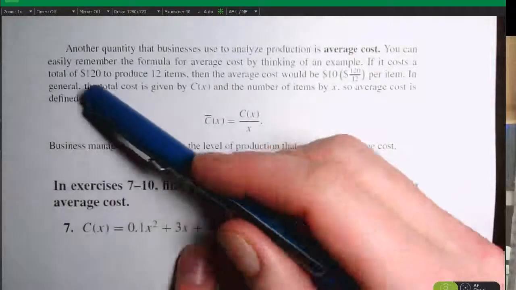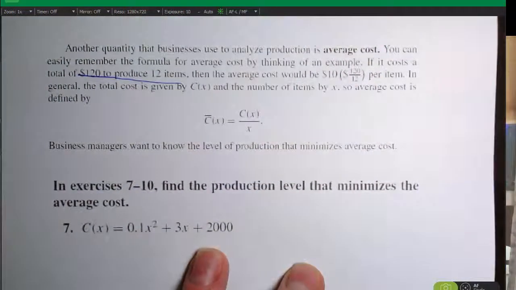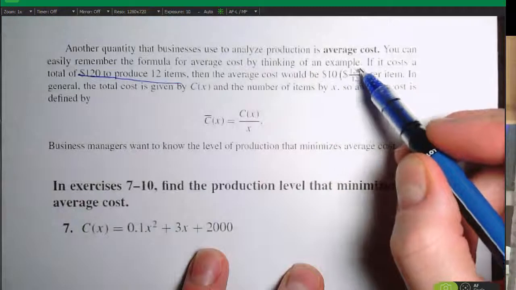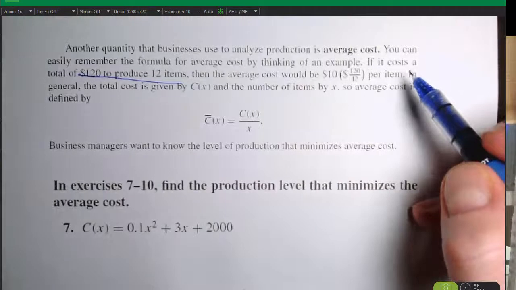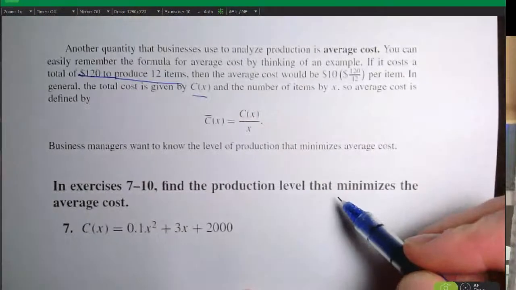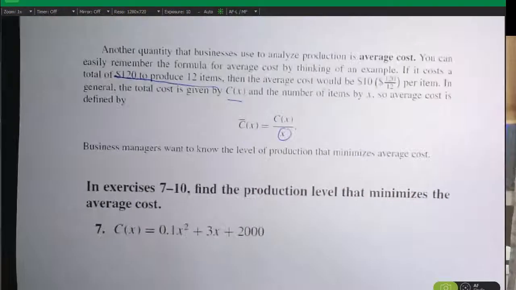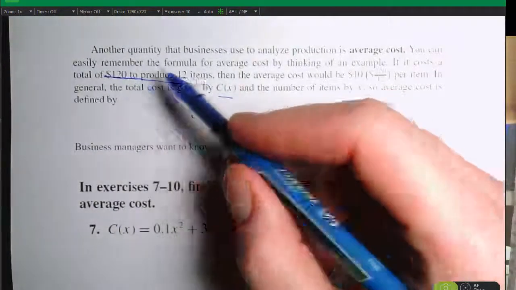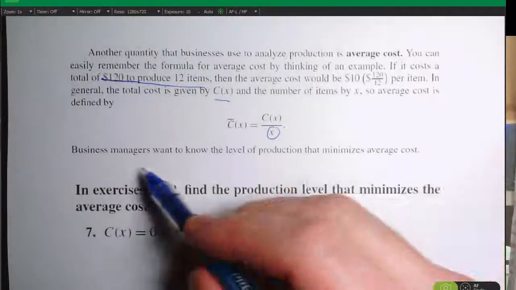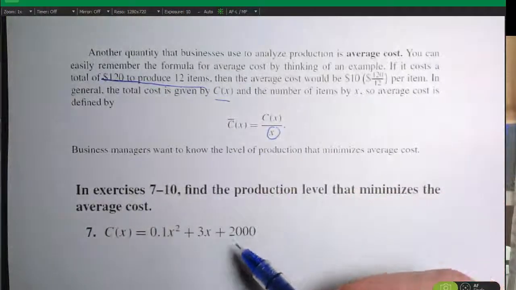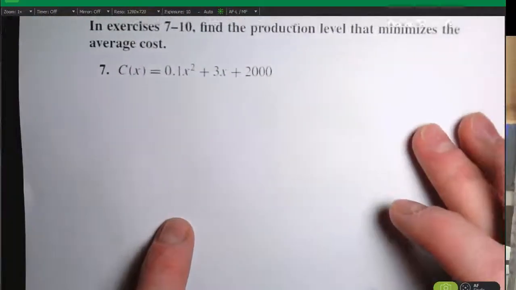So let's say it costs us $120 to produce 12 items. Well, the average cost would be $10 because it'd be $120 divided by the 12 items. So it's $10 per item. The formula is basically take your total cost function and divide it by the number of items you're going to actually make. So we had $120, we did 12 items, 120 over 12. Now, if we do the derivative of this function, we can figure out where this cost is minimum. So here's our first problem.